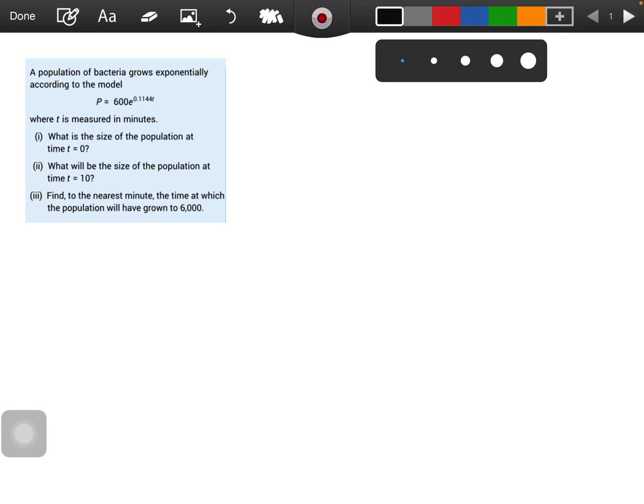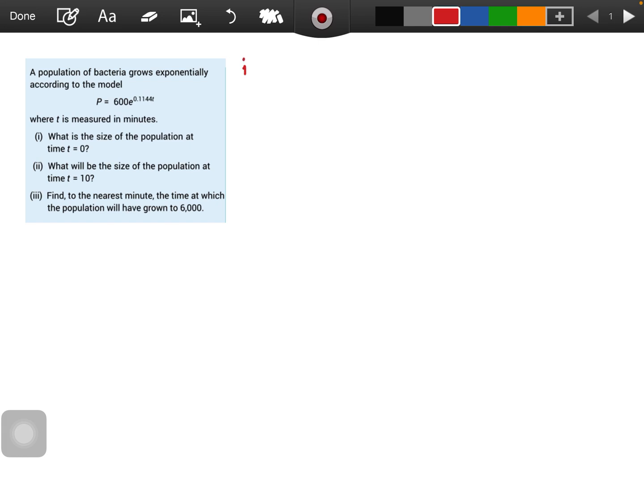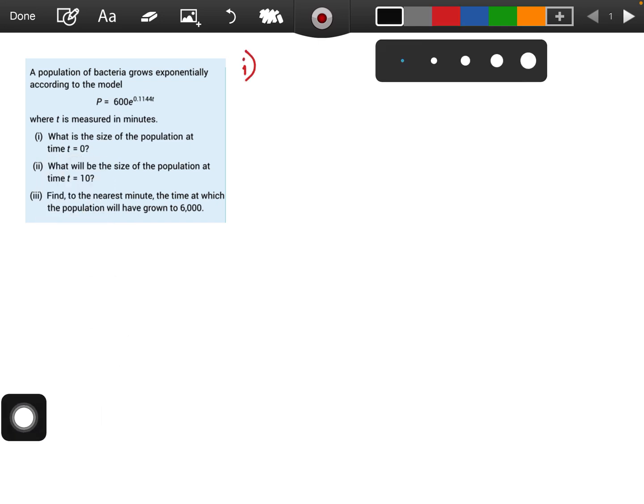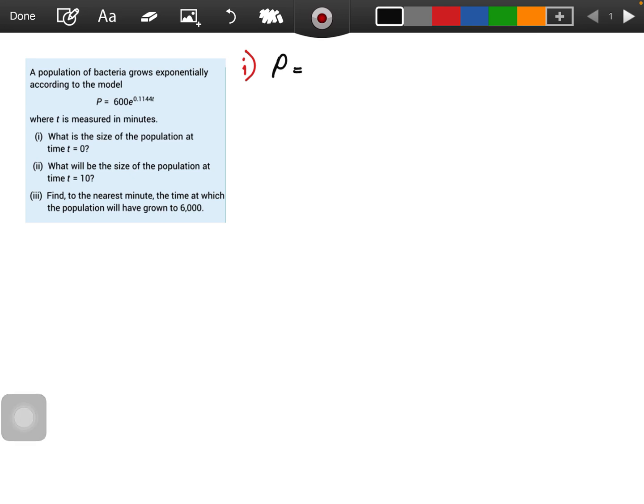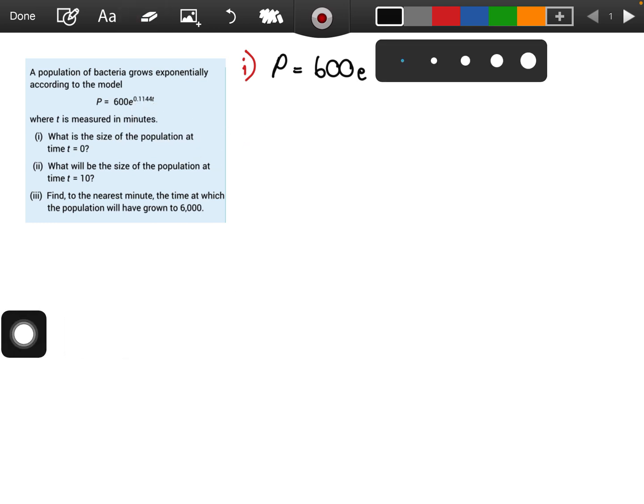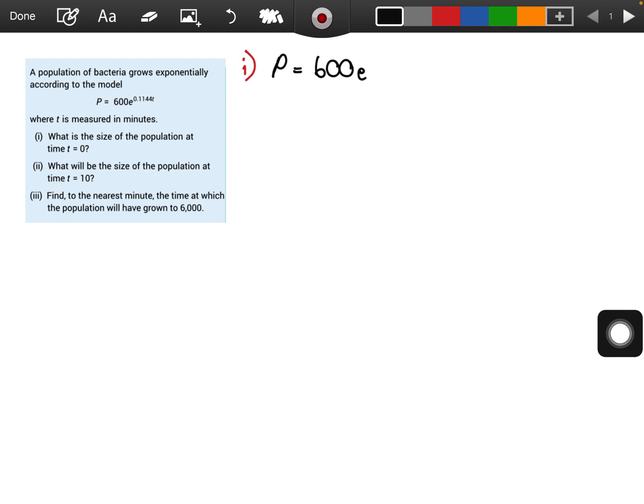So all we have to do there, for part 1, is fill in t as 0. So we have the formula P, the population, is 600 e to the power of 0.1144 t. Now t is 0, so whatever's multiplied by 0, my answer is just going to end up being 0 there. So e to the power of 0, what's anything to the power of 0? Well, it's just 1. So my population at t equals 0 is 600.